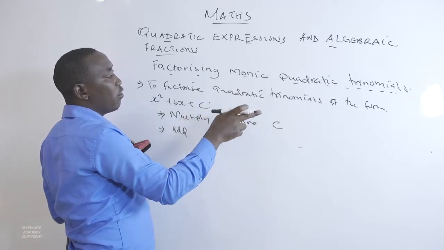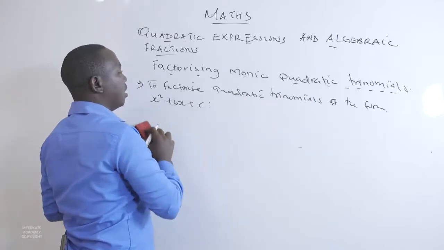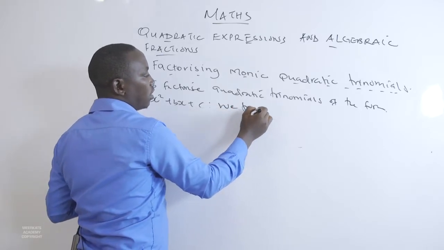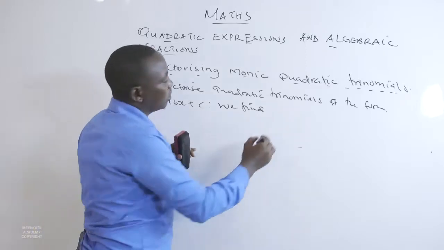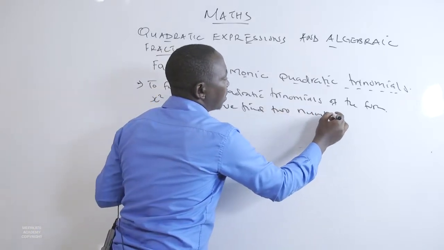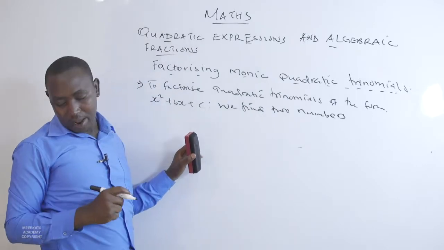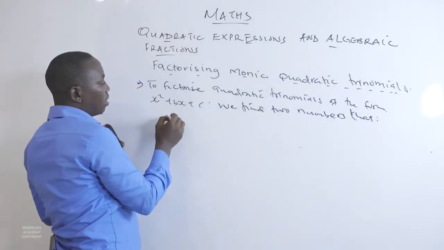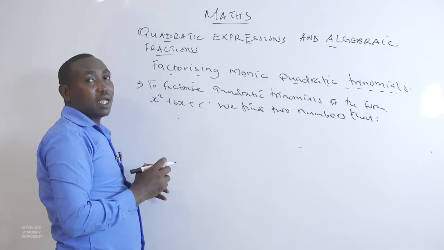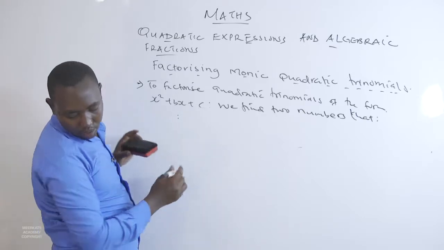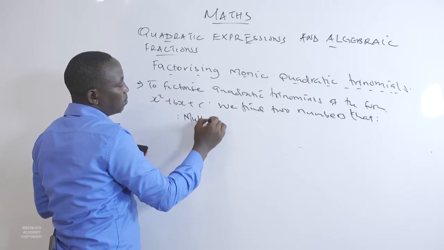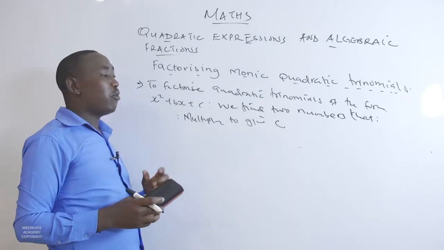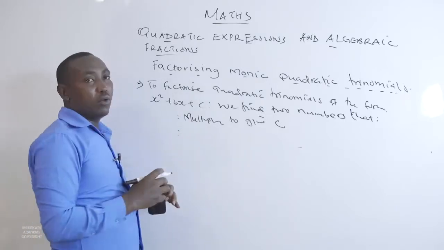So we're saying that whenever we want to factorize quadratic trinomials of the form this one, we first find two terms. In fact, in most cases, these are numbers, in that when multiplied, the result will give you a c. And when you add or get the sum of those two numbers, then you get b.